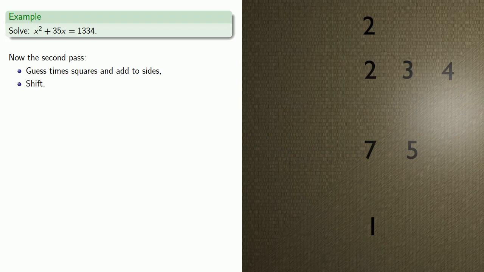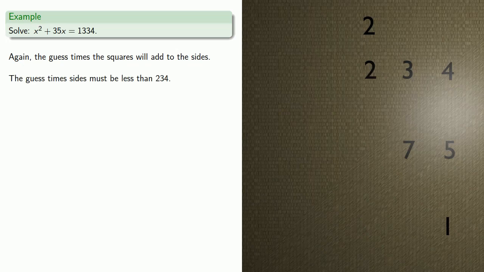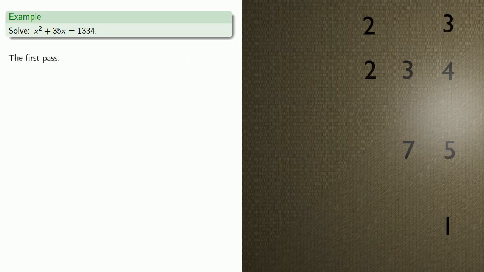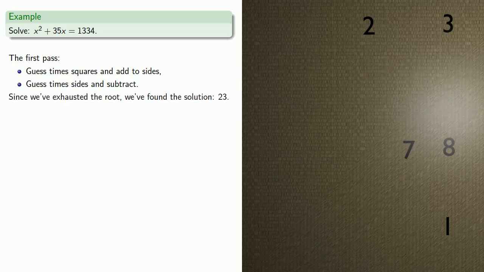And now we're going to shift everything over. The sides move one place, and the squares move two places. And now we go back to the beginning. Again, the guess times the squares will be added to the sides, and that means the guess times the sides must be less than this remainder, 234. And so we guess about 3. And so we take the first pass. Guess times squares and add to sides. Guess times sides, and subtract. And since we've exhausted the root, we've found our solution, 23.